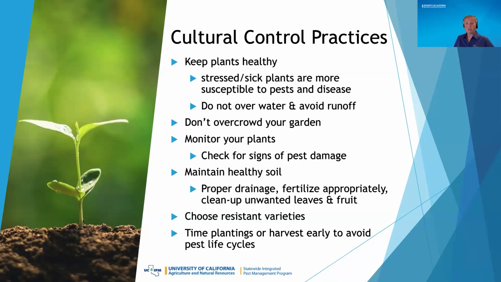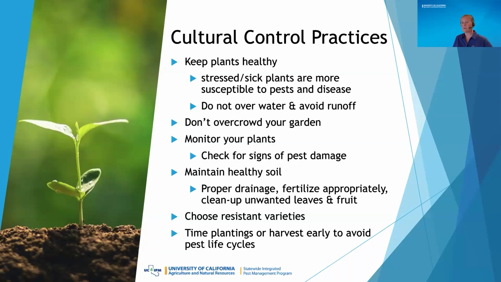One of the biggest things you can do with a lot of these invasive pests and diseases is choose resistant varieties. Do your research when you're starting a new garden or a new orchard. And you can always time your plantings or your harvest times to avoid the pest life cycles that would damage your plant and your harvest the most. Do your research ahead of time.